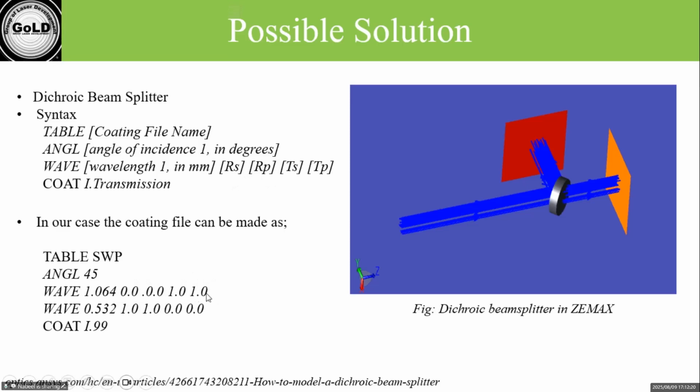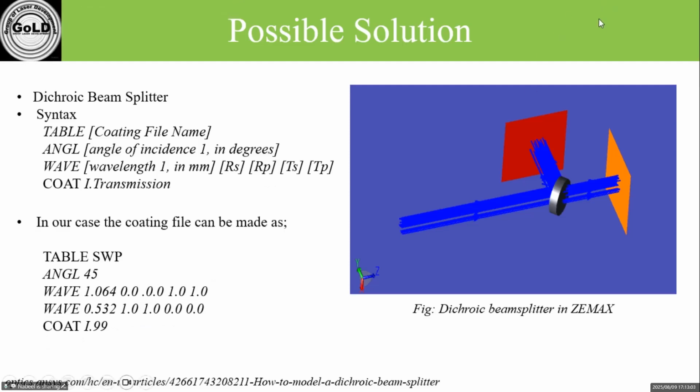As you can see, the coefficients I have added are 1 and 1, which means it will be transmitted. For 532 nanometers, it will be reflected, as you can see in the S and P planes. But for transmission, both coefficients are 0, so it won't be transmitted, it will be reflected. And to increase the transmission, we have used another command, which is one transmission, which decides the transmission. This 99 means it will be 99% transmitted and 1% reflected.